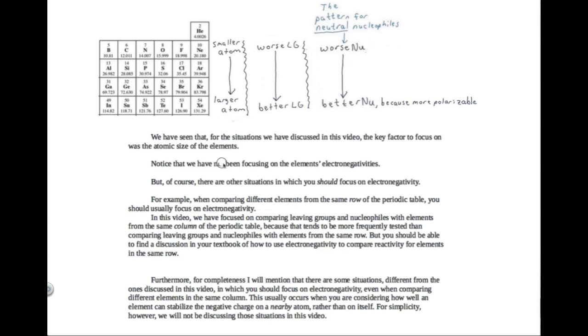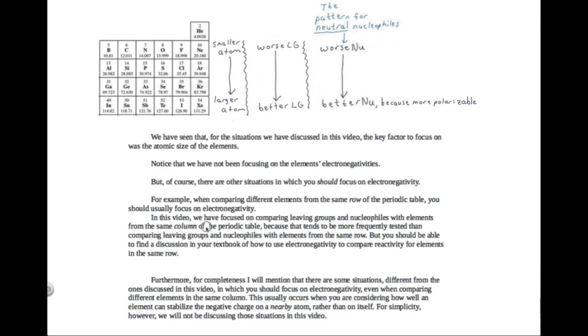Notice that we have not been focusing on the elements' electronegativities. But of course, there are other situations in which you should focus on electronegativity. For example, when you're comparing different elements from the same row of the periodic table, in that situation, you should usually focus on electronegativity.